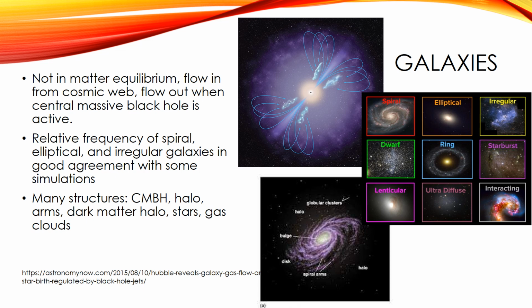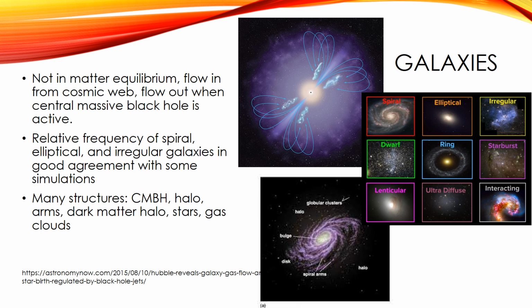And so, as I mentioned before, a galaxy is not in matter equilibrium. There's flow into that galaxy from the cosmic web, and there's energy flow outside of the galaxy when the central massive black hole is active, so active galactic nuclei, and there's energy flow in there, and then there are jets going to the outside. So not everything falls into the black hole. Some of it is ejected from the galaxy itself. I already mentioned the relative frequency of the different types of galaxies.